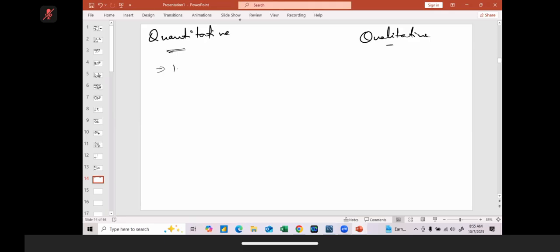Quantitative: any data which can be measured numerically. Any data that can be measured numerically. Meaning of this? Just a simple one line statement. Any data which can be measured numerically.